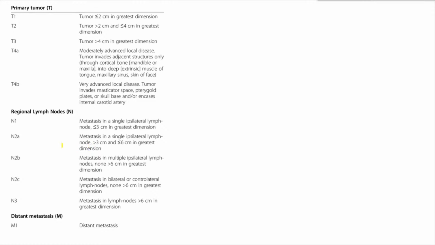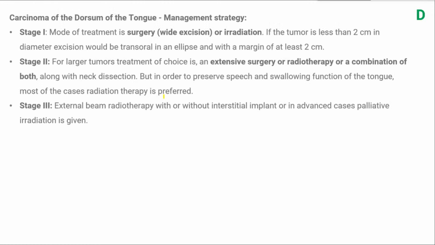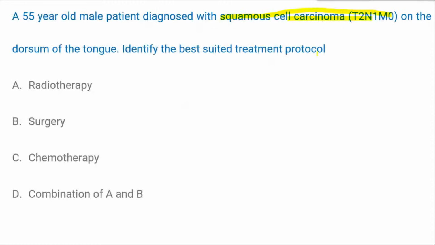N2A is single ipsilateral, more than 3 and less than 6. N2B is more than 6. N2C is bilateral. N3 is metastasis of more than 6 dimensions in the lymph node. M is M0 or M1, meaning yes or no for distant metastasis. The condition depicted here is T2N1, meaning stage 2.